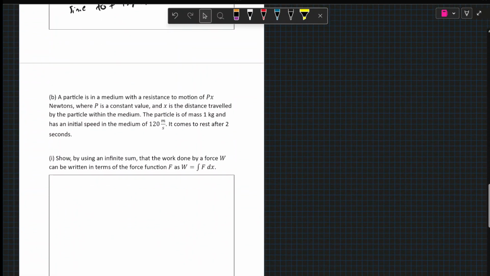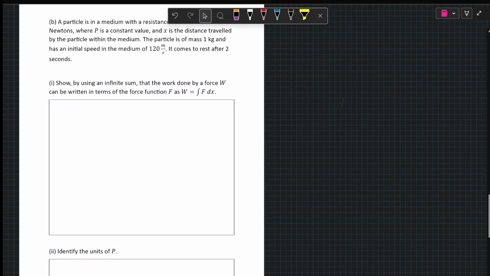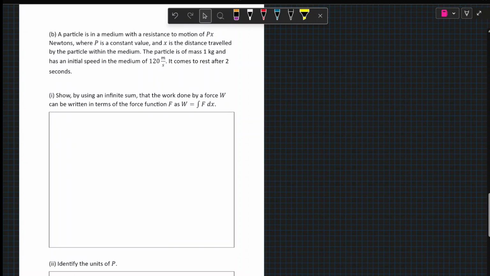Now, question B, a particle is in a medium with resistance to motion of px, where p is constant, and x is the displacement of the particle. Mass of 1, initial speed of 120, comes to rest after 2 seconds. So, show by using an infinite sum that the work done by a force W can be written in terms of force function F as W equals the integral of F dx.